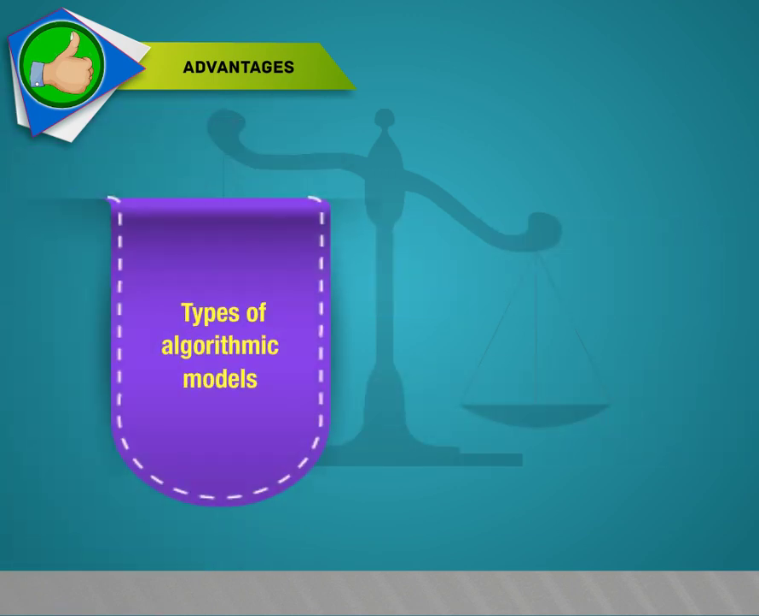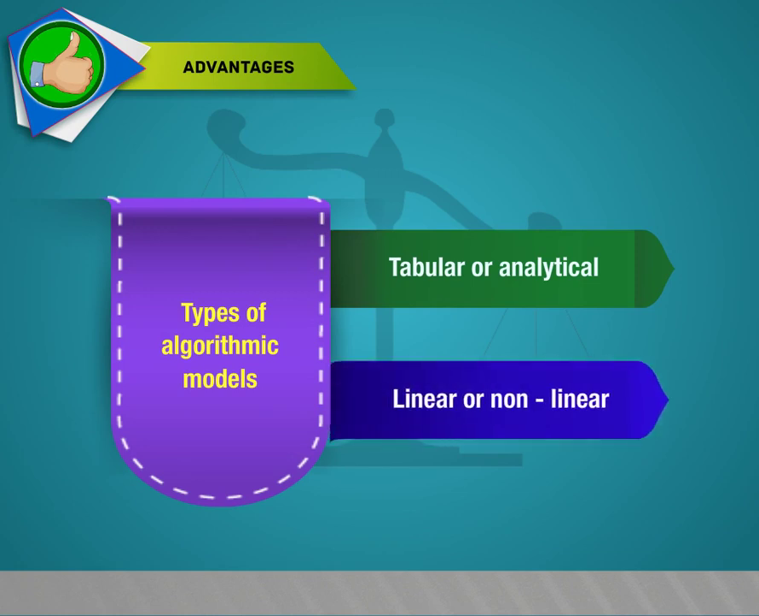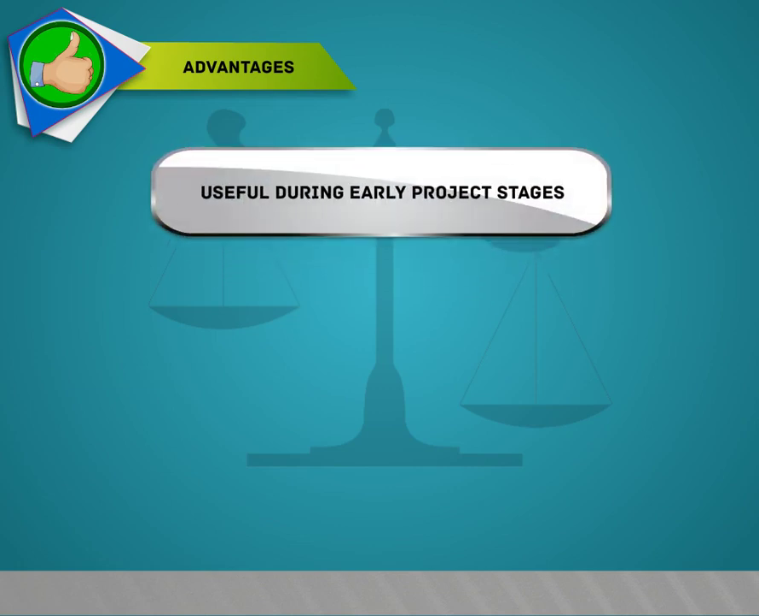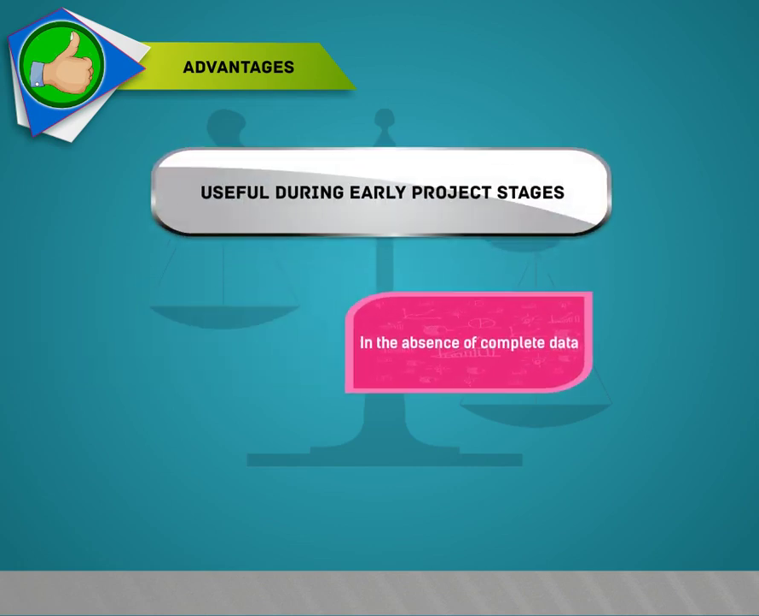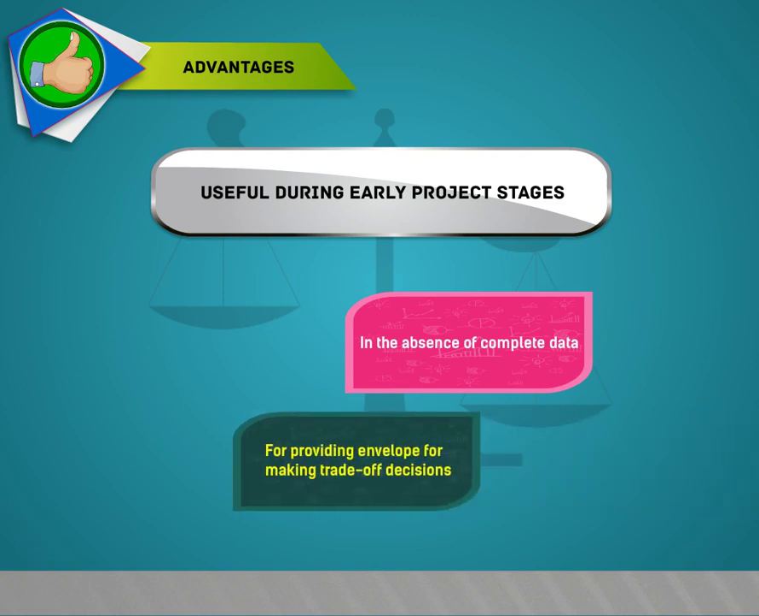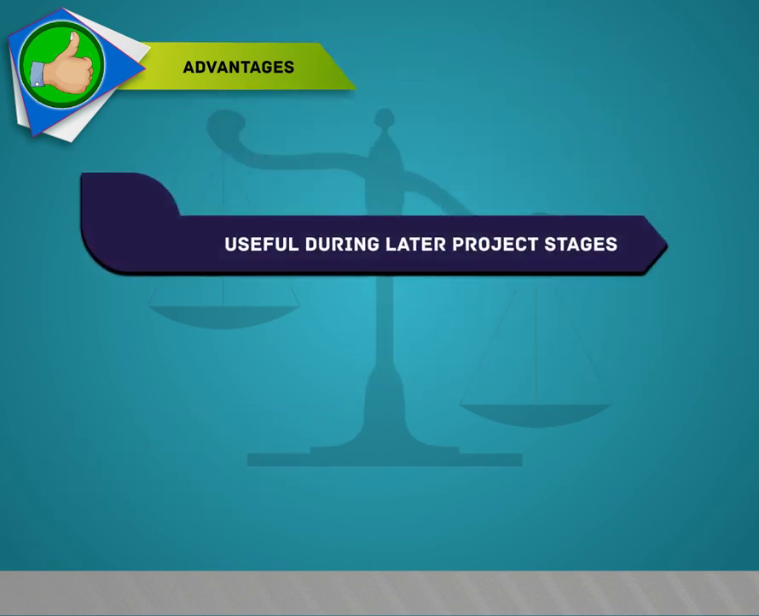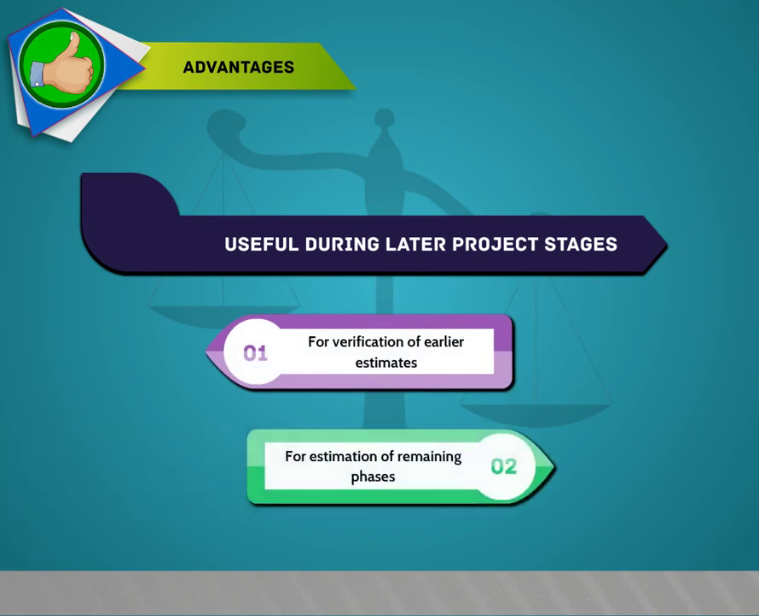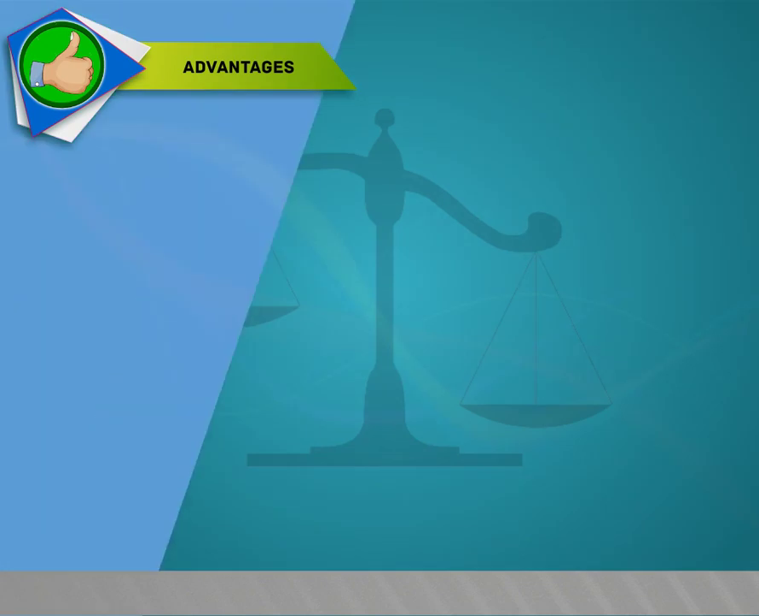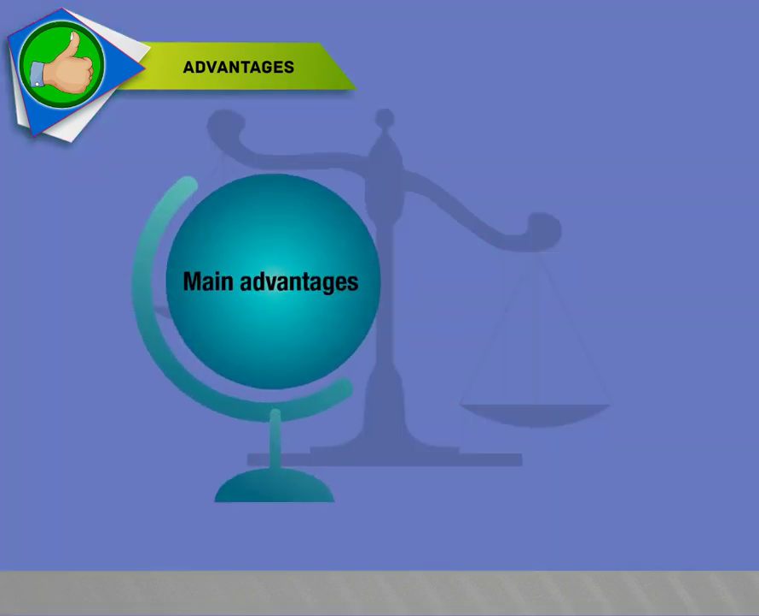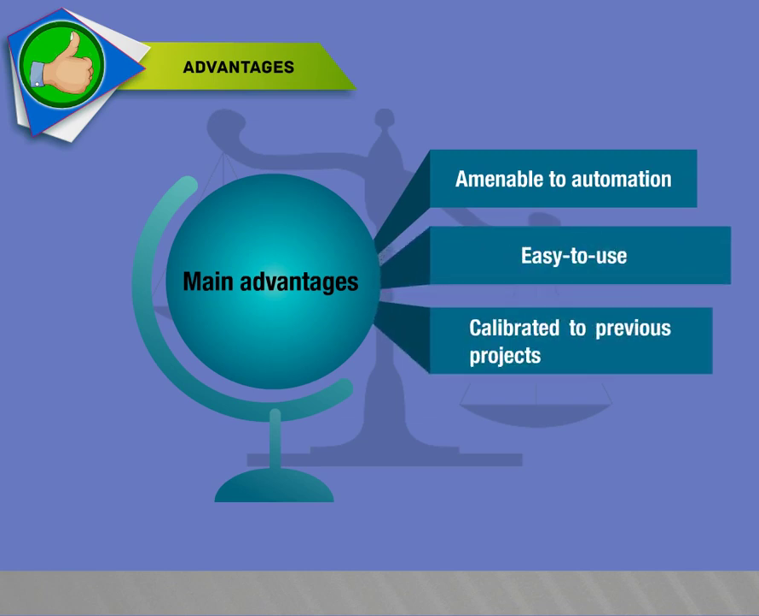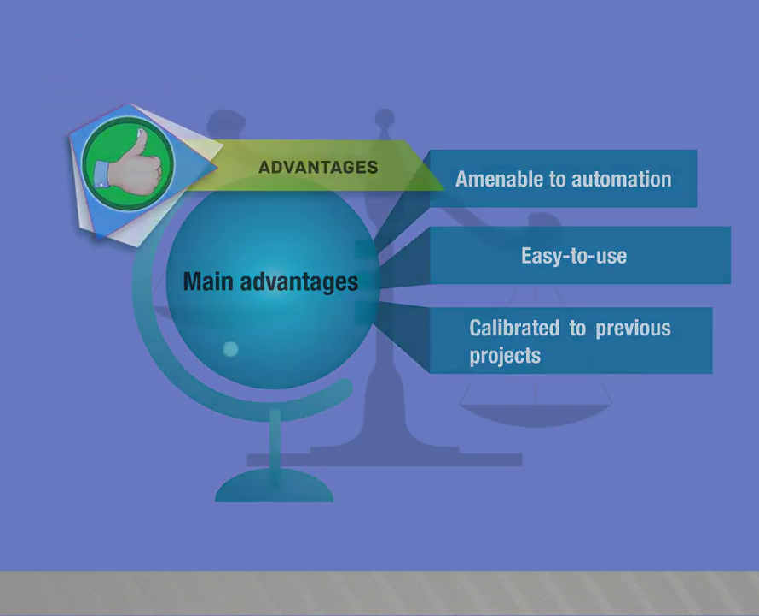Types of algorithmic models: tabular or analytical, linear or nonlinear. Useful during early project stages, in absence of complete data, for providing an envelope for making trade-off decisions. Useful during later project stages, for verification of earlier estimates, for estimation of remaining phases. Main advantages: amenable to automation, easy to use, calibrated to previous projects.